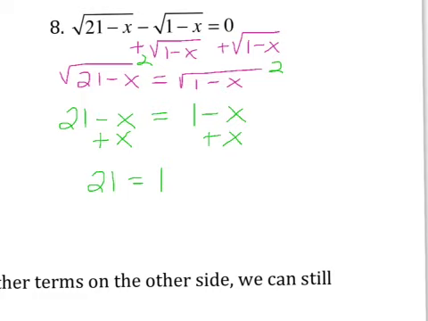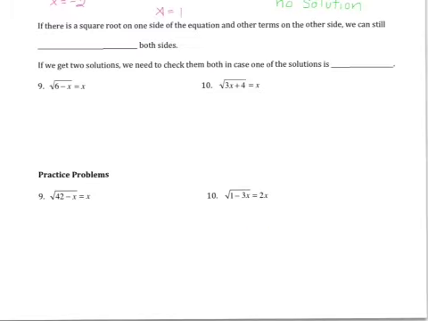That's weird. What do you think the answer is if we get 21 equals 1? If you wrote no solution, you are correct. So sometimes we can get no solution as our answer. If there is a square root on one side of the equation and other terms on the other side that aren't inside of a square root, we can still square both sides of the equation to help us solve it.